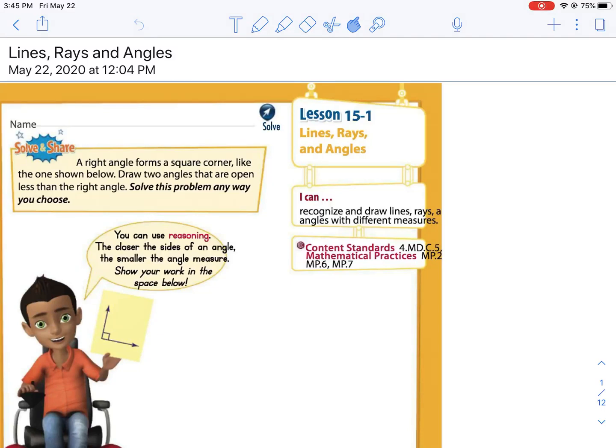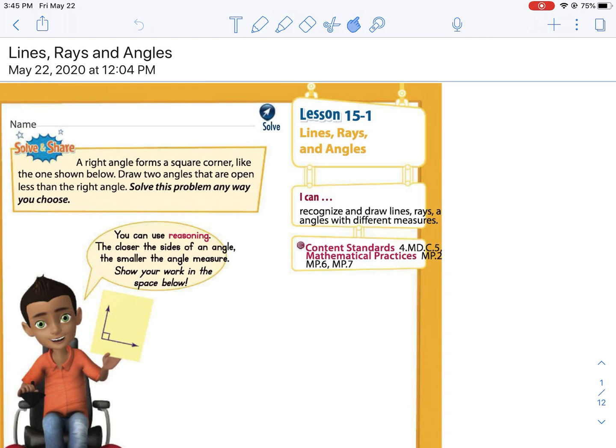Hi everybody. Whether you watch this lesson or the other lesson first, it's up to you. The other lesson has more definitions, so you might want to listen to that one first. But either way, I know that you've seen lines, rays, and angles, but it's been a while. So let's get started. A right angle forms a square corner, like the one shown below.